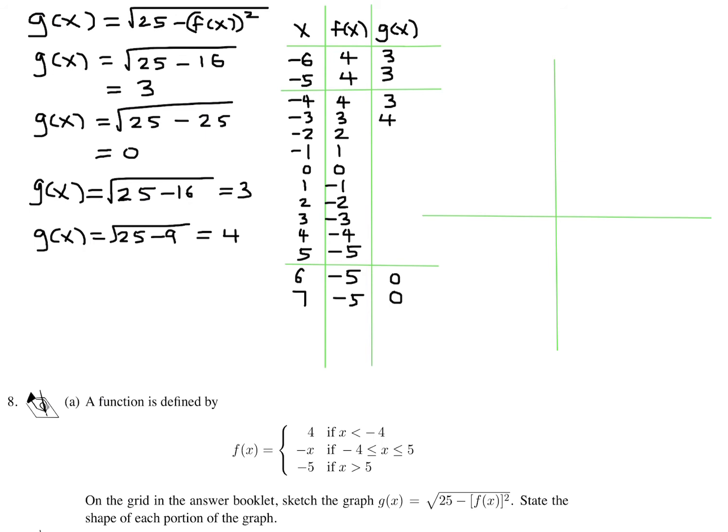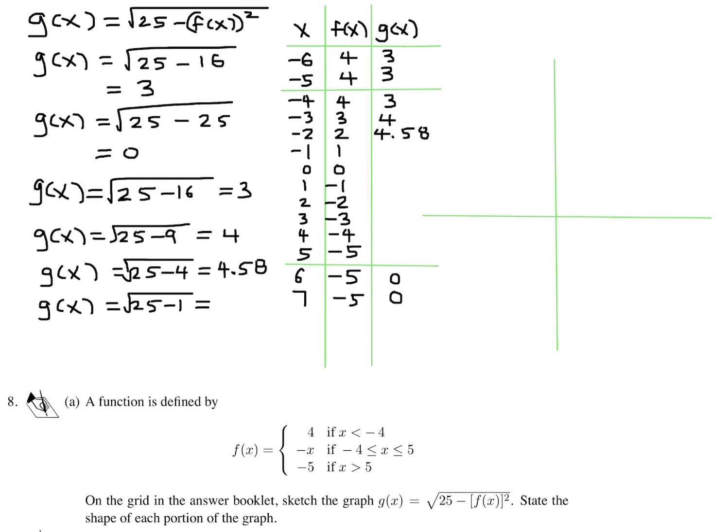When f(x) is equal to 2, we've got g(x) equal to the square root of 25 minus 4, the square root of 21, and the square root of 21 is approximately equal to 4.58. So I'll put that in there. And then for f(x) equals 1, we've got g(x) equal to the square root of 25 minus 1, so the square root of 24. And the square root of 24 is approximately 4.89.